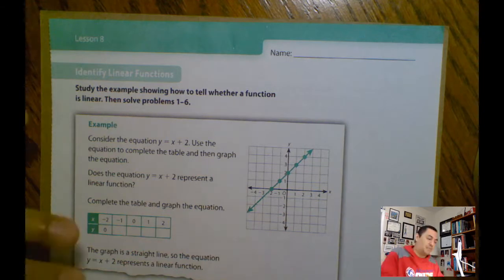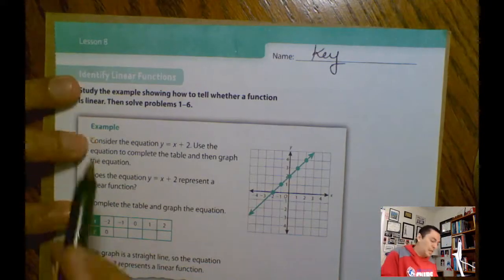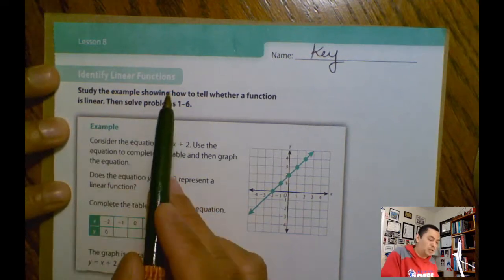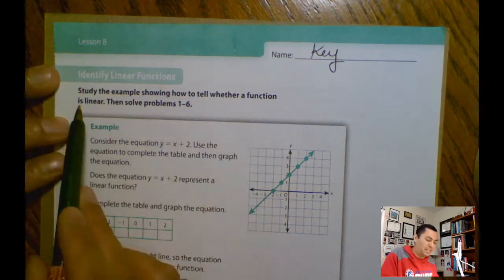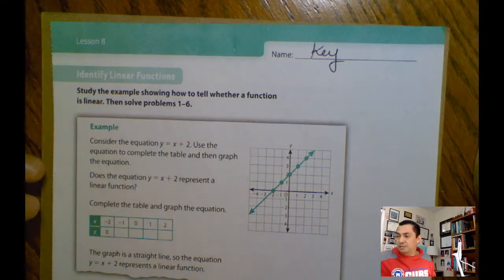So the problem says, remember, this is the key of the homework. And it says, study the example showing how to tell whether a function is linear. Then solve problems 1 through 6.